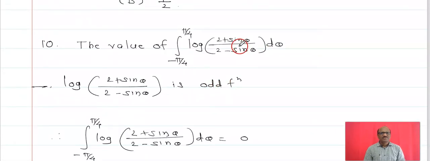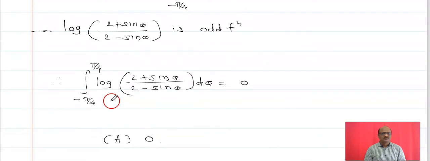हे आपण कशावरून जज केलं की इथे मायनस पाय बाय 4 टू प्लस पाय बाय 4, आपल्याला आपल्या मनात शंका निर्माण झाली पाहिजे. That is, what type of this function is, odd or even, but there is a sin, it's an odd function, and hence overall that definite integral value is 0, and hence option A is the correct one. And in this way I have completed all the multiple choice questions from miscellaneous exercise 4.